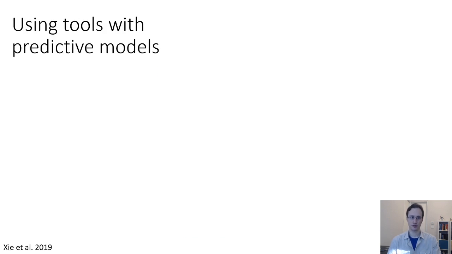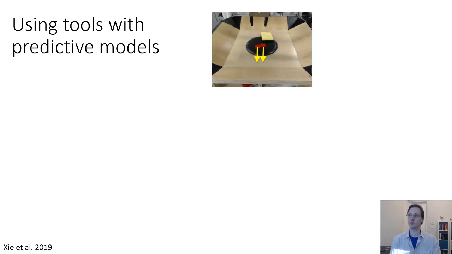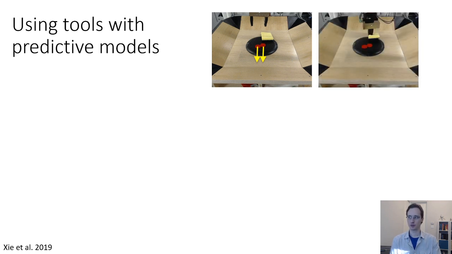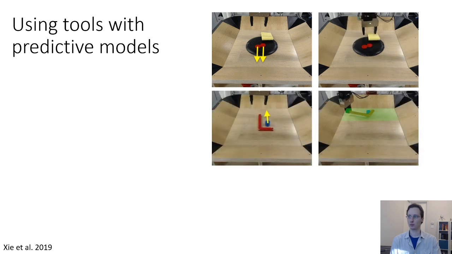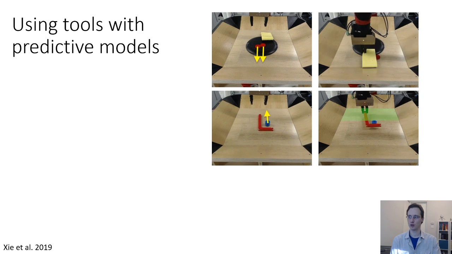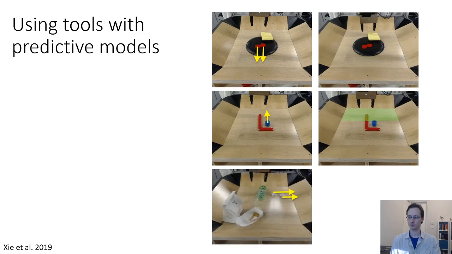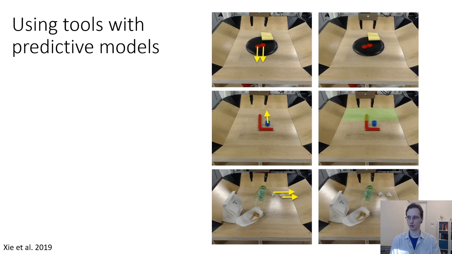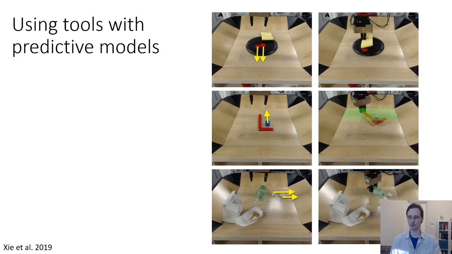We could use predictive models for more sophisticated behaviors. This is work by Annie Shi, who was an undergraduate here at Berkeley. And what Annie did is extend the system to use a predictive model to plan how to use tools. So here a robot could plan to pick up a sponge and use that sponge to move some objects. It could pick up a little hook and use that hook to move this blue object to the top. And it could even improvise by figuring out that it can use a water bottle to sweep some trash to the edge of the bin.